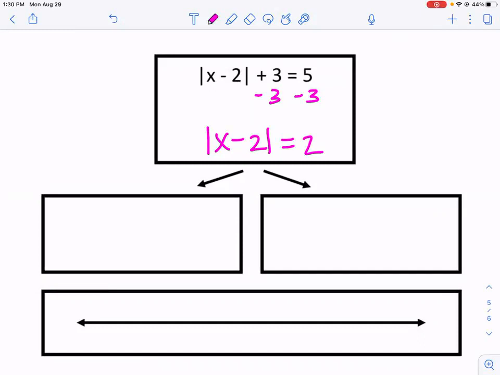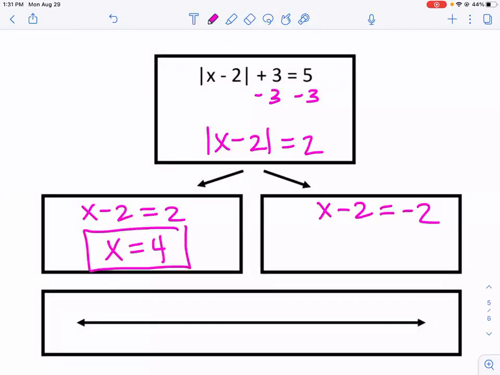Okay, so Colin asked a good question. We have to get that 3 over to the other side before we can split this into our two equations. So we subtract the 3. Now that we have the absolute value all by itself, we can say x minus 2 equals 2 and x minus 2 equals -2. So we have x equals 4 and x equals 0. There's no such thing as -0.